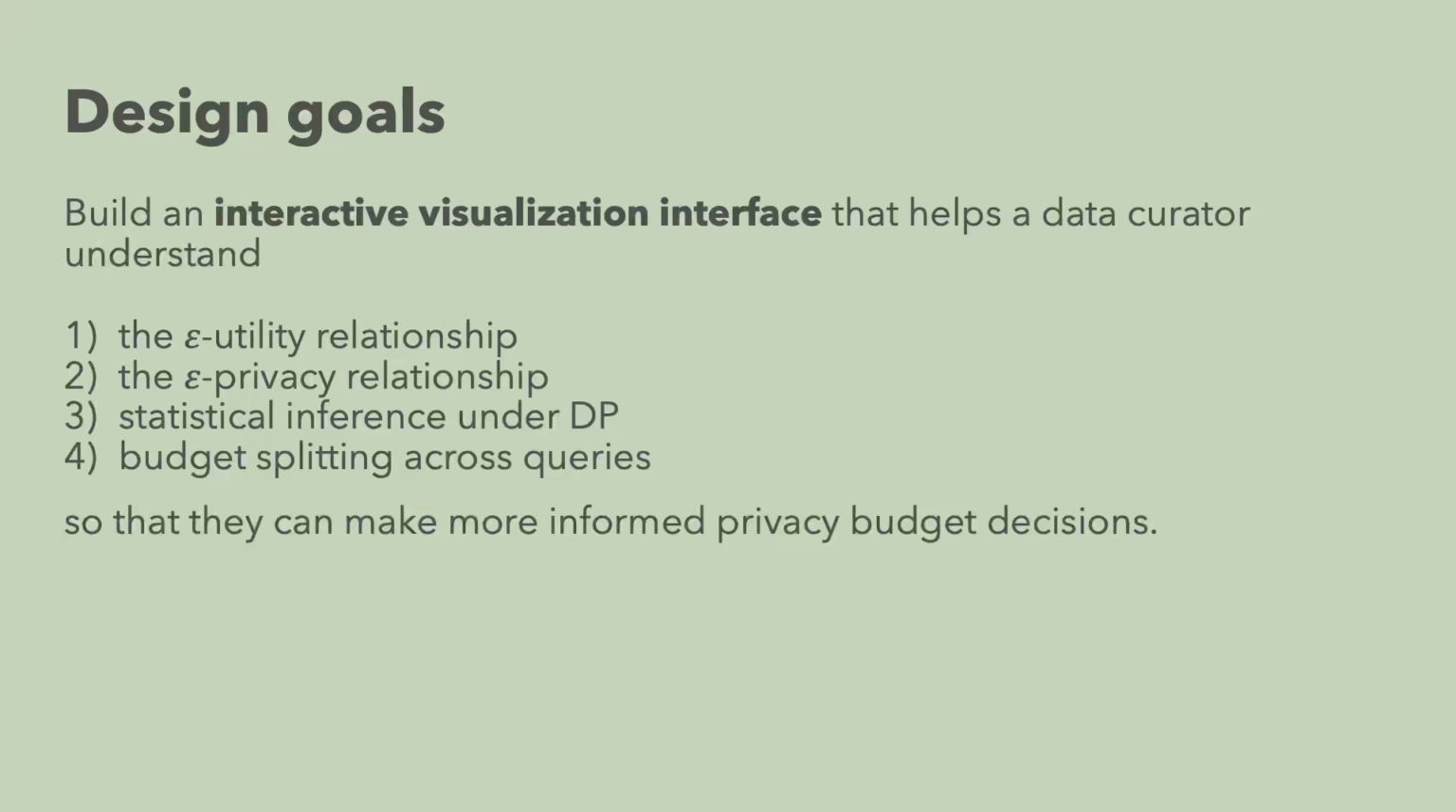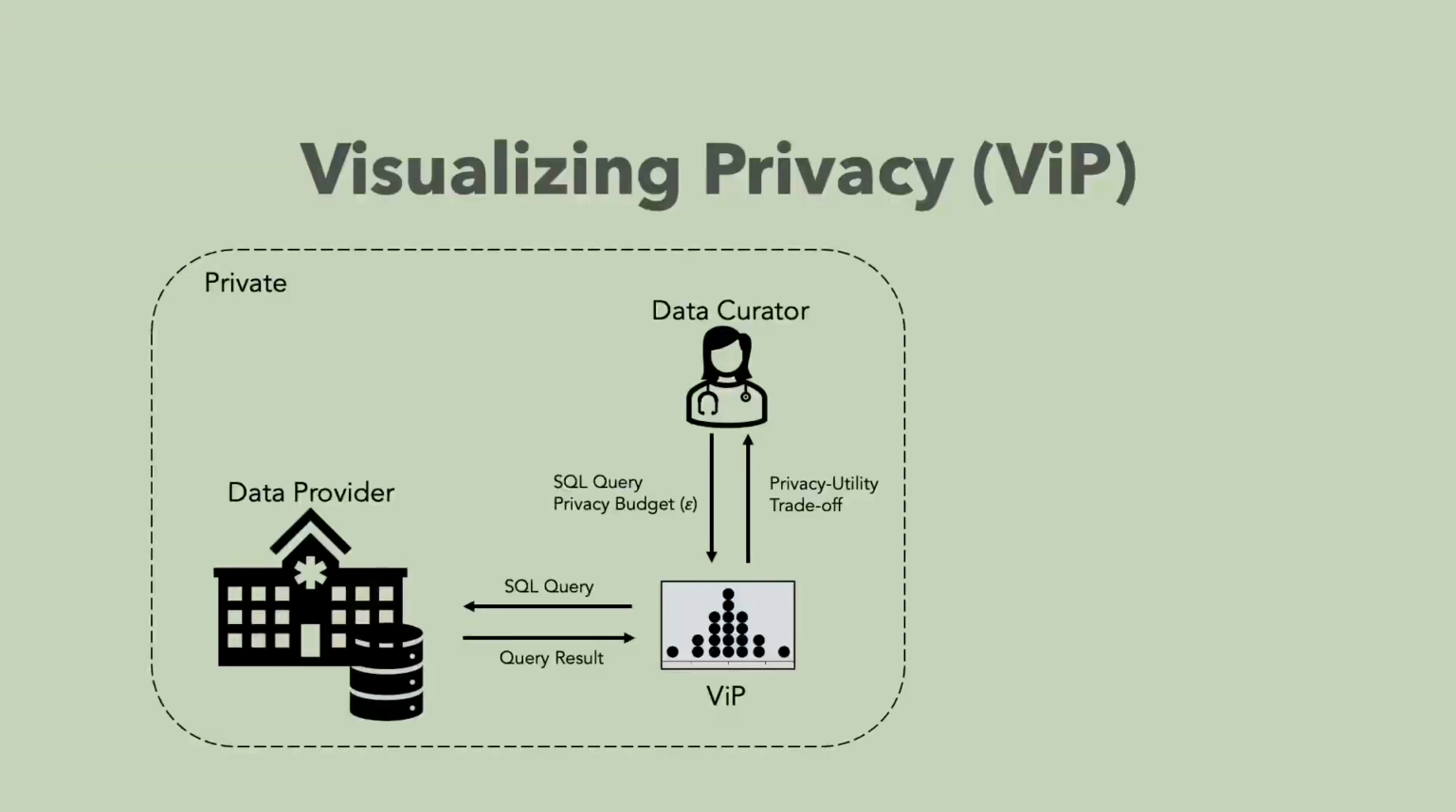We felt that if an interface could achieve these goals, the data curator could make more informed privacy budget decisions that take into account their domain knowledge about weighing privacy and utility in a particular context. Our interface is called Visualizing Privacy, or VIP for short. Before we walk through VIP, we'll go through where VIP sits within the larger data sharing context.